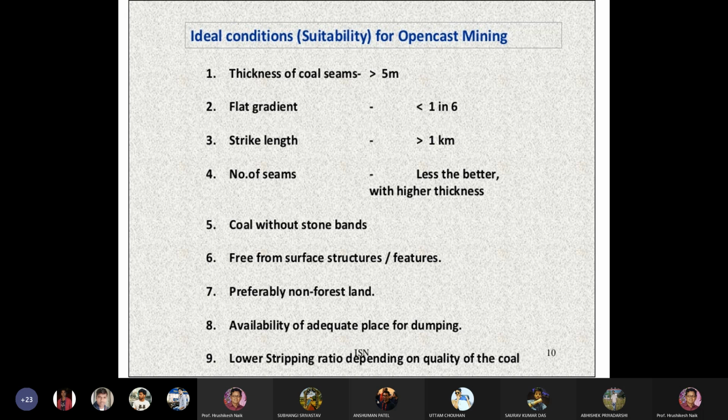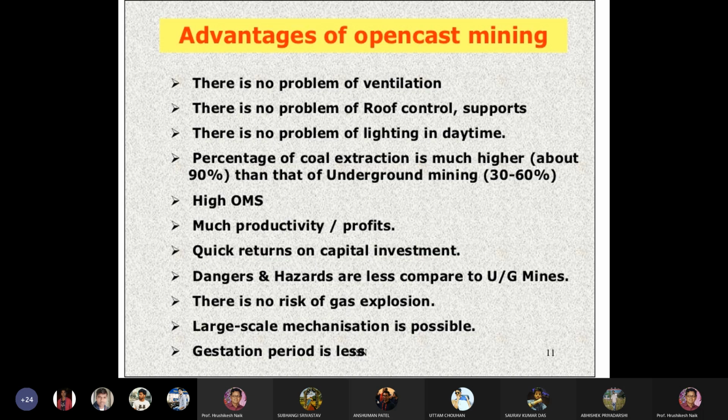Availability of adequate place for dumping. So wherever you are going for surface mining, you need a very big dumping area where the overburden material, rock material will be dumped. So an adequate place for dumping should be available in the area. Lower stripping ratio. The stripping ratio should be low, depending on the quality of the coal you are going to mine. So these are the advantages of open cast mining. If you are doing open cast mining, you will get these advantages.